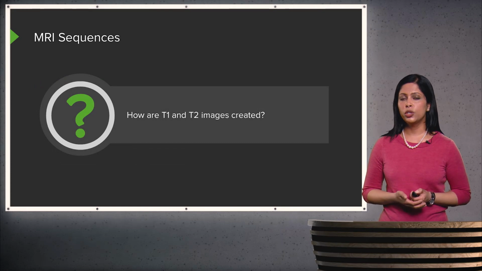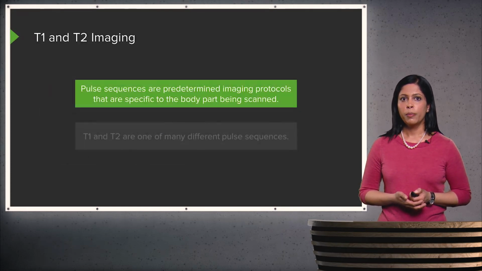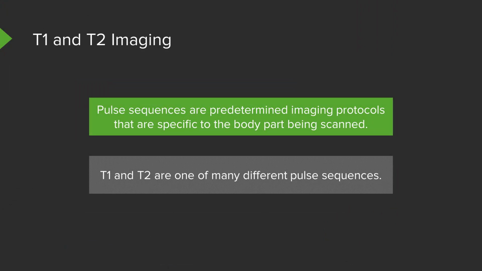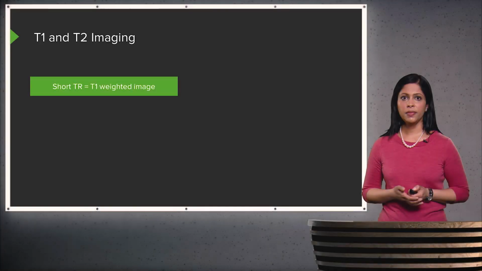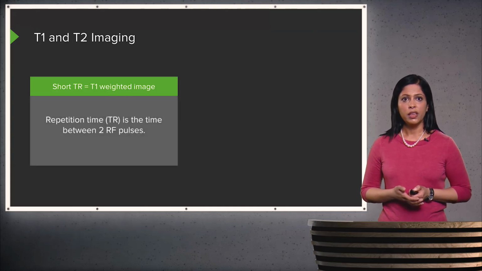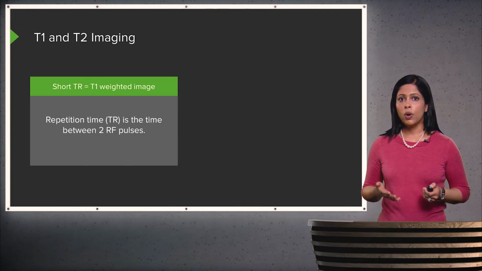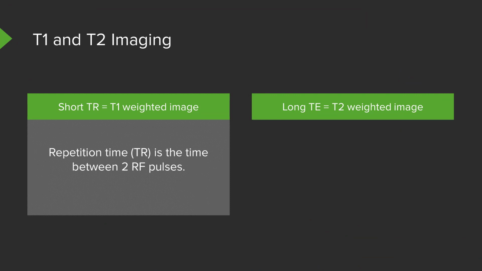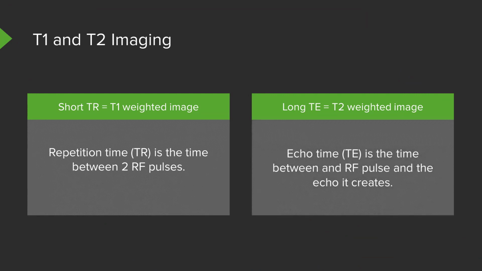So how are T1 and T2 images created? Pulse sequences are predetermined imaging protocols that are specific to the body part that's being scanned, and T1 and T2 are actually one of many different pulse sequences. So T1 and T2 is based on TR and TE. So a short TR results in a T1 weighted image. TR is the repetition time, and that's the time between two radiofrequency pulses. A long TE results in a T2 weighted image. TE refers to the echo time, and that's the time between the RF pulse and the echo that it creates.